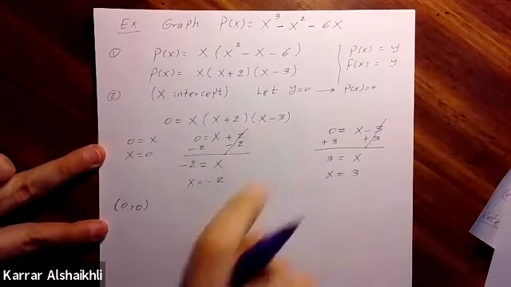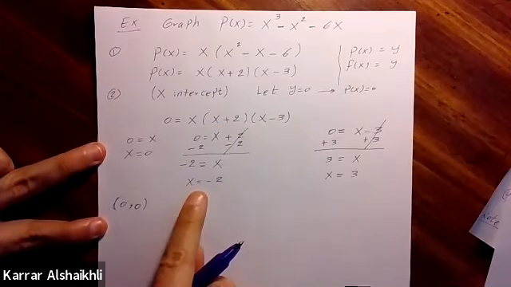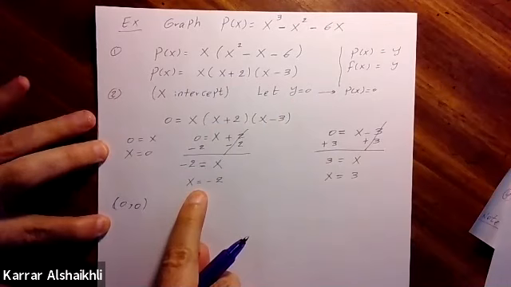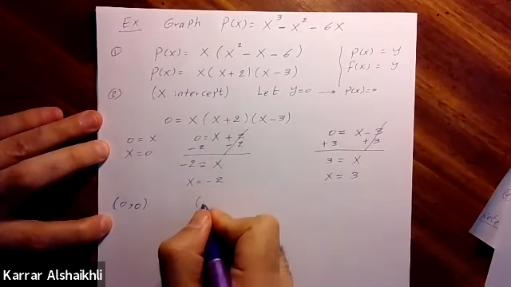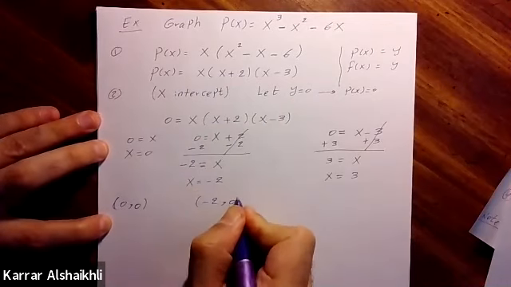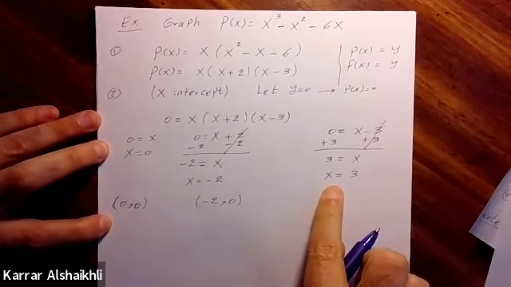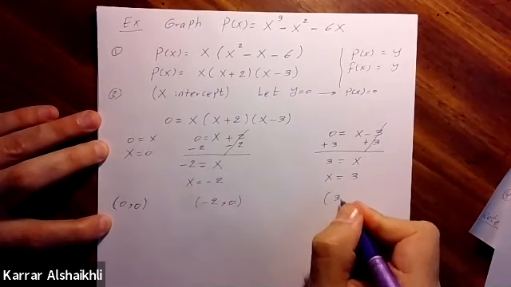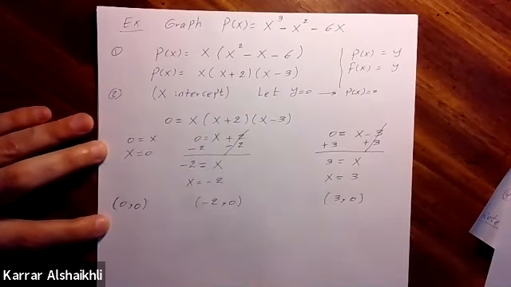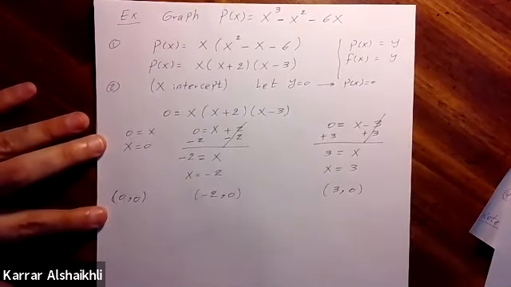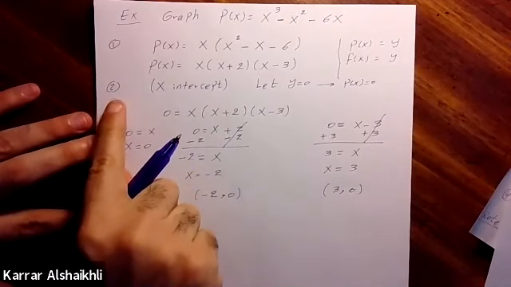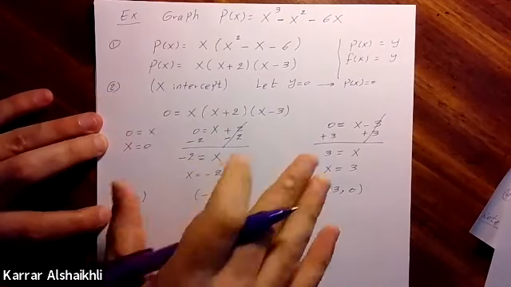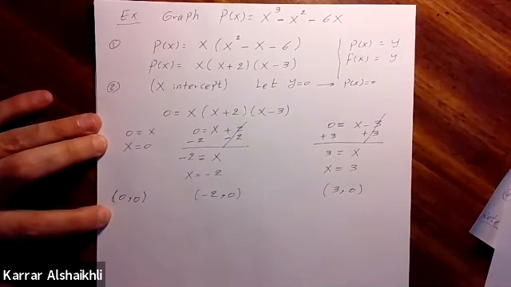The y is always going to be 0. This is also an x-intercept. That means y equals 0. So -2 and y equals 0. This is also an x-intercept. That means y also equals 0. So it's going to be 3 and 0. So we've done the first half of step 2, finding the x-intercepts.